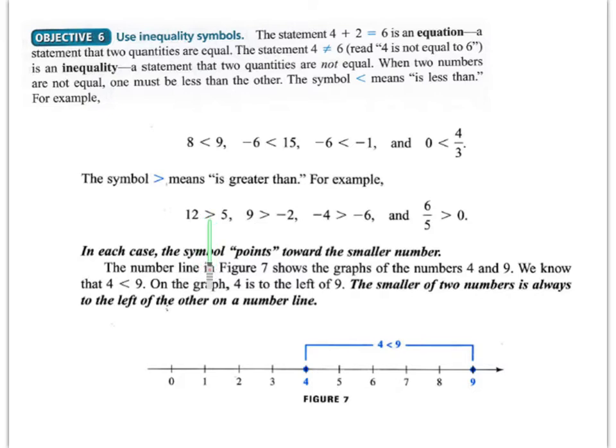And then you've got the greater than symbol. 12 is greater than 5, 9 is greater than -2, -4 is greater than -6, and 6/5 is greater than 0. Notice the symbol always points toward the smaller number, so the small pointy end is pointing towards the small number. The big end is by the big number. And we can also compare them on a number line. The smaller of two numbers is always on the left, to the left of the other number on a number line.